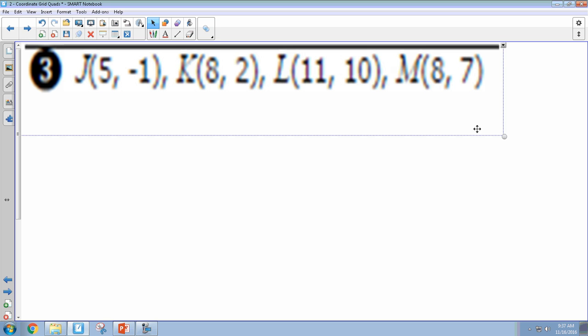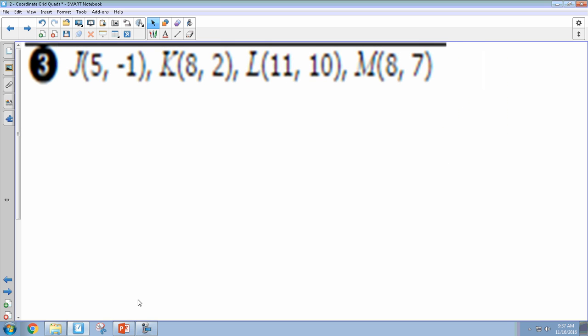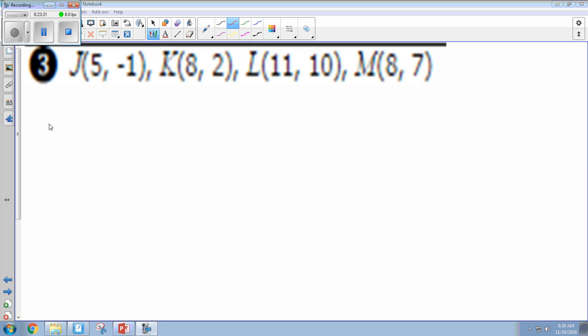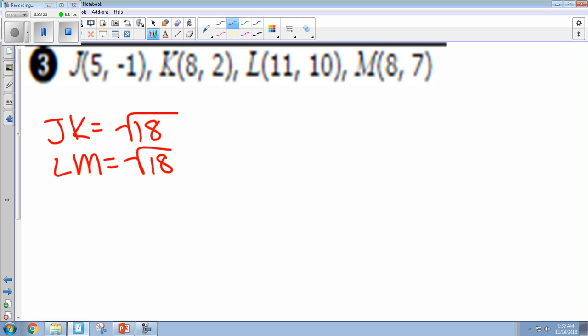Okay, if you need another example, go ahead and try this one in your paper. I will get you the final answer for this one so that you can check your work with it. Once you've had a chance to attempt it, go ahead and play the rest of this so you can see if you were right or not. When you solve this, you should get that JK is the square root of 18. You should also get that LN is the square root of 18. But remember, those are your opposite sides, so that should work out every single time. Then when we do the other set of sides, you get KL is equal to the square root of 73, and that JM is equal to the square root of 73.